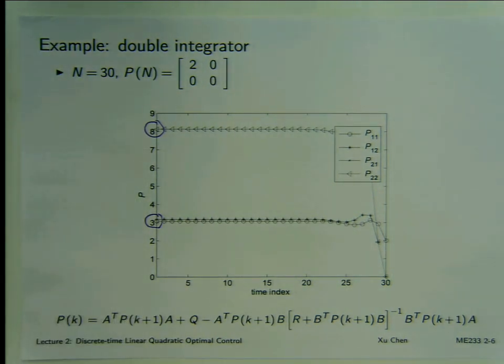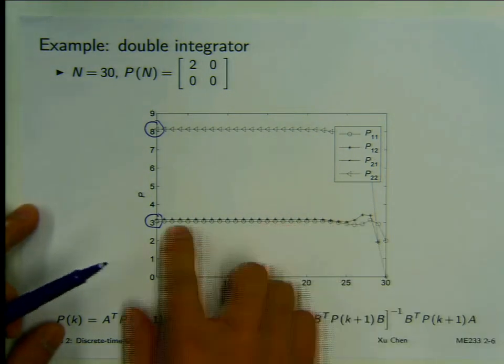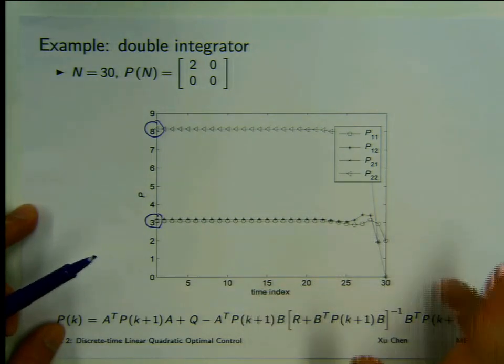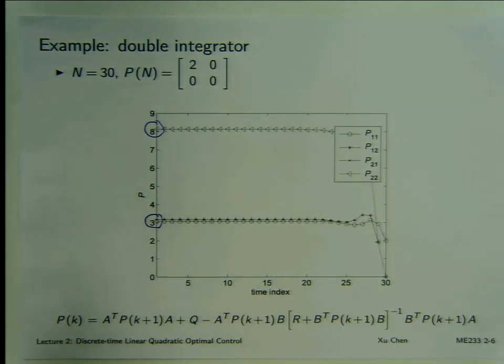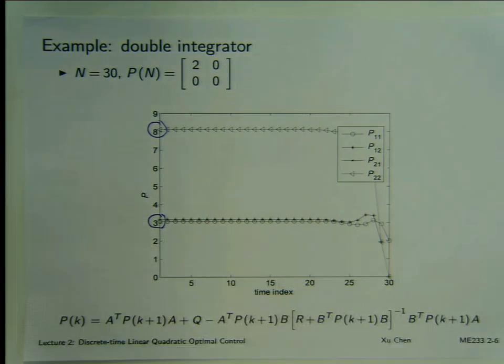Now, if you think about what you learned in ME 232, do you remember any assumptions for a steady state solution to exist? For this convergence, there are conditions the system has to satisfy. Someone said stability. That's closer, but not the perfect answer. Any other? Controllability. Any other guesses? No, that's controllability.